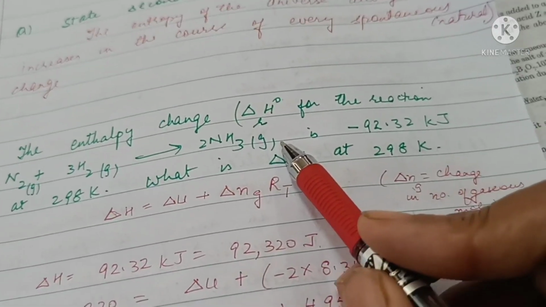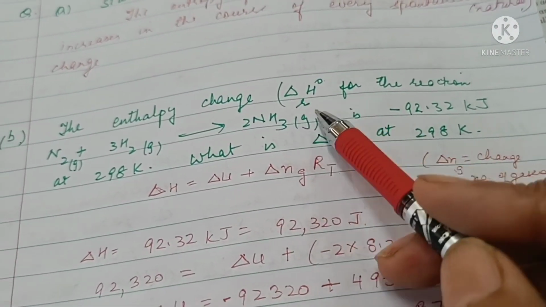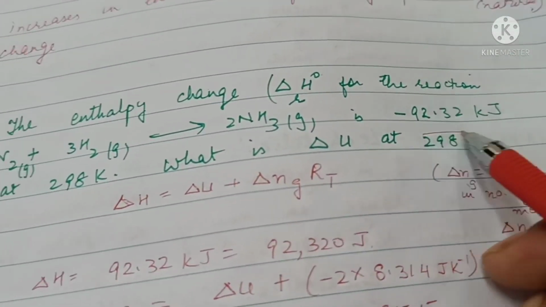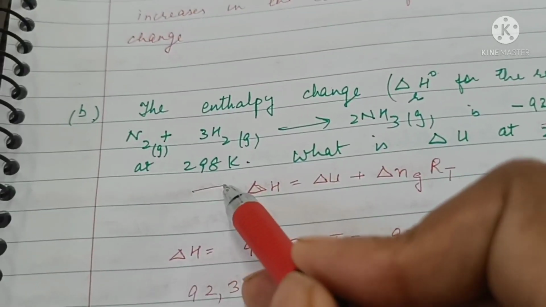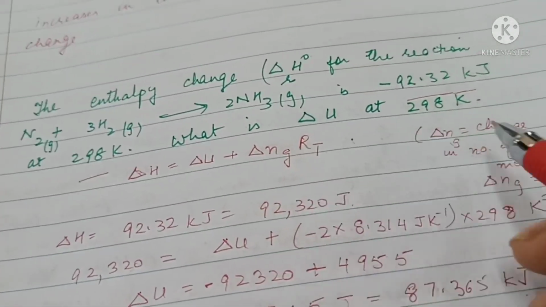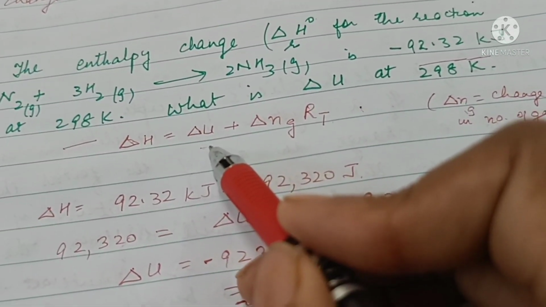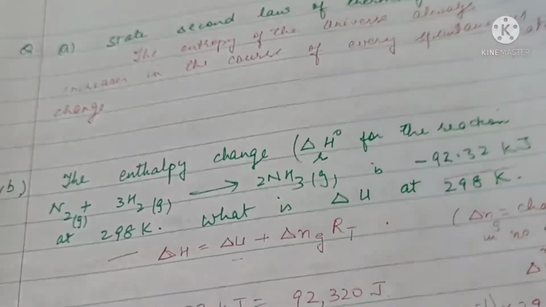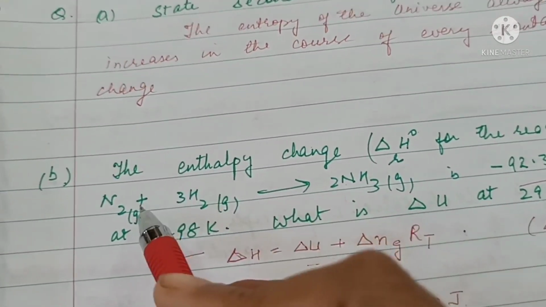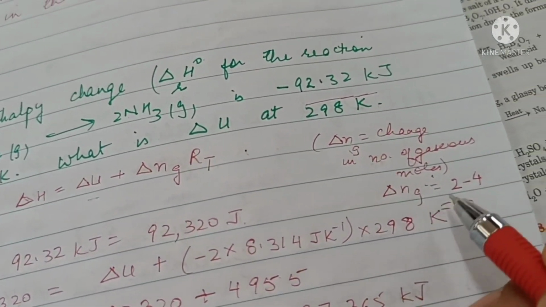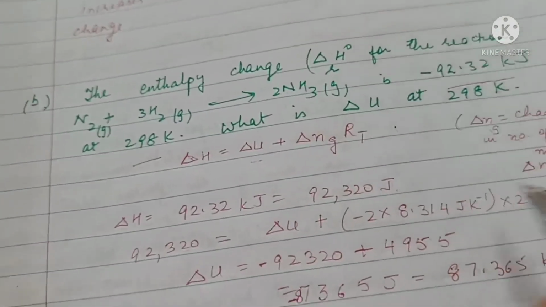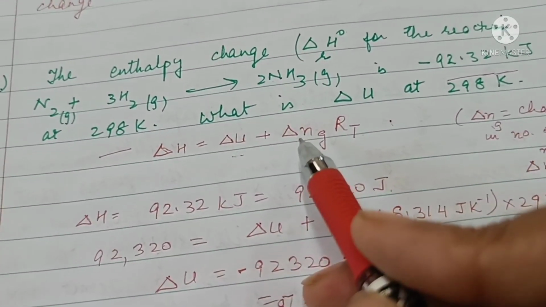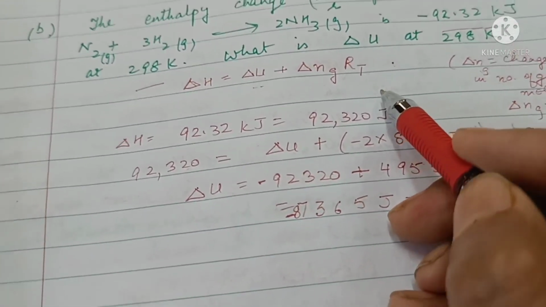The standard enthalpy change of reaction, delta H naught, for this reaction, N2 plus 3H2 gives 2NH3, is minus 92.32 kilojoules at 298 Kelvin. What is delta U? We know that delta H is delta U plus delta Ng RT, where delta Ng is change in number of gaseous moles. For this reaction, products are 2, reactants are 4, so delta Ng will be 2 minus 4, which is minus 2. So putting the value in this equation, we get delta H is equal to delta U plus minus 2 into R into T.